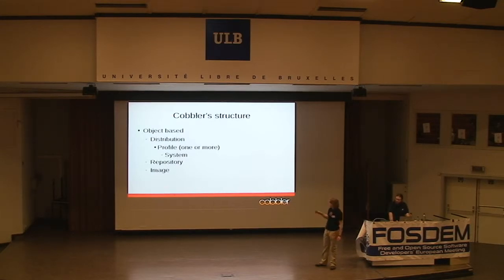To help you manage those systems, we've got two additional objects. One is the repository. It gives you the power to mirror remote YUM repositories or Red Hat Network repositories. And the image. The image is quite confusing, actually, but I'll get back to that later.